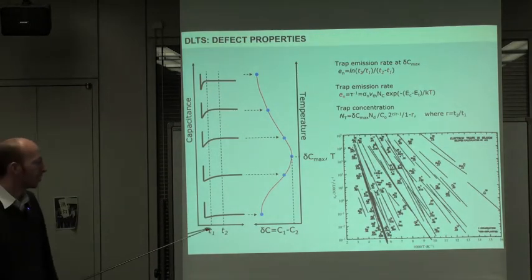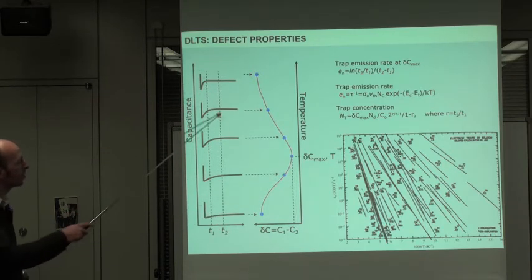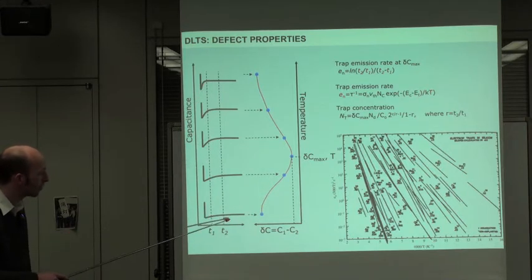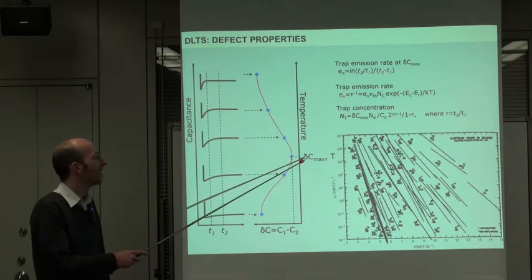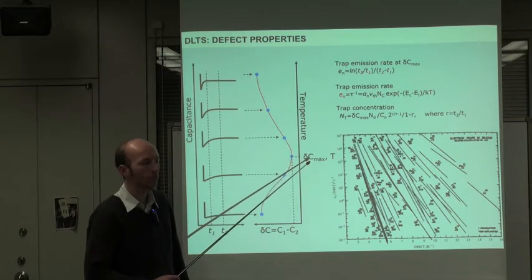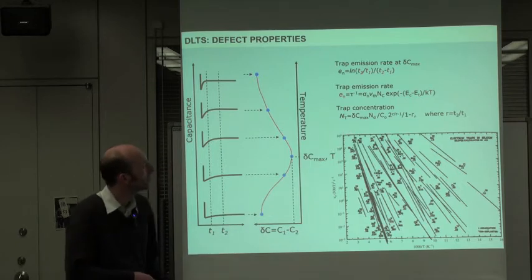For this work, we use a double boxcar method. We just take the time at 2 points as a function of temperature. As temperature increases, the emission rate increases. If you take the difference between these 2 points in capacitance, you'll get a peak. And with this peak, you can relate to the concentration of defects here.